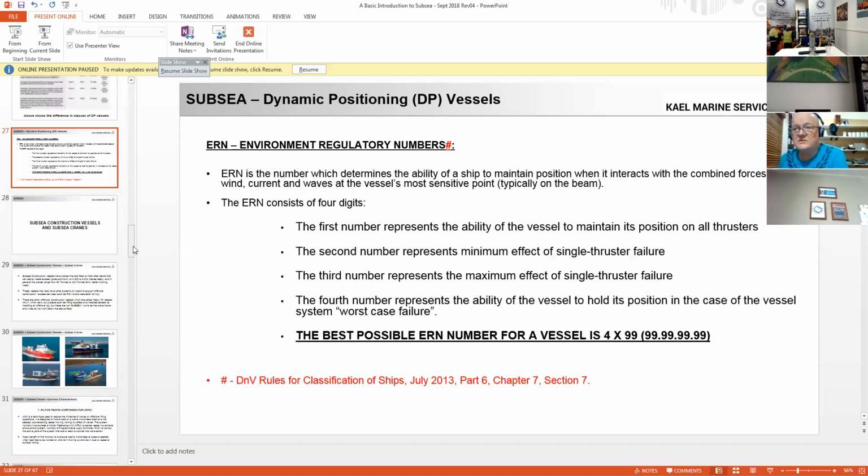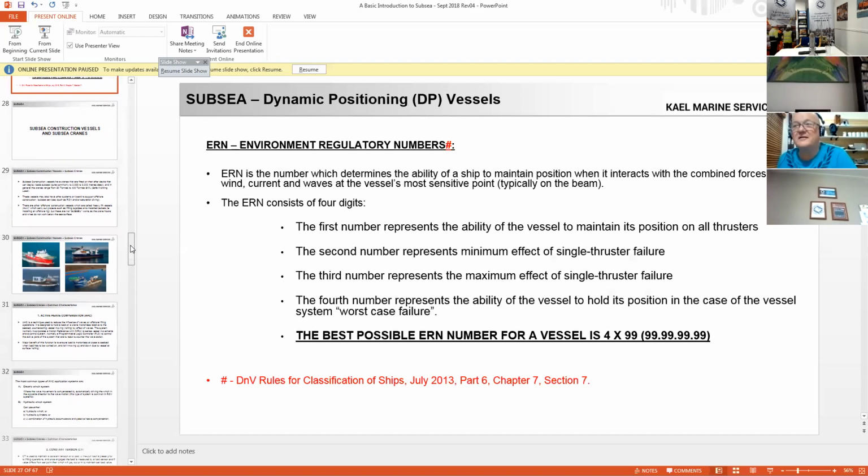This was taken from the DNV rules for classification of ships. Quite often you'll see an ERN shown in a vessel spec sheet that the companies hand out, because if they do have it at 99, 99, 99, 99, it means the vessel is very good at holding position, and obviously the operator would want to promote that to potential clients.